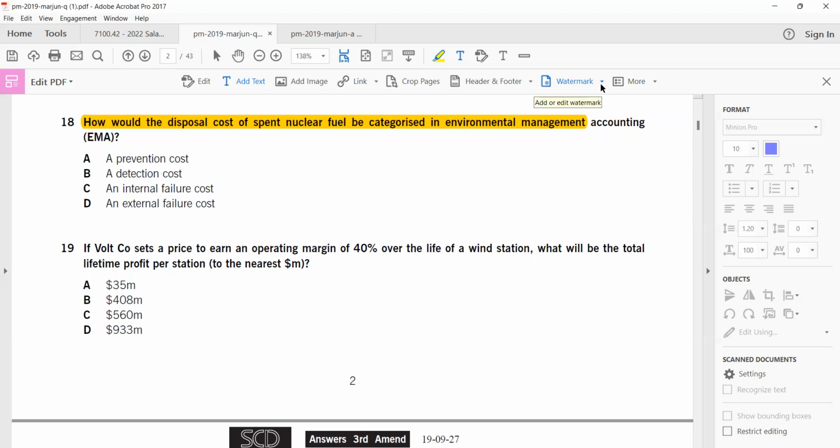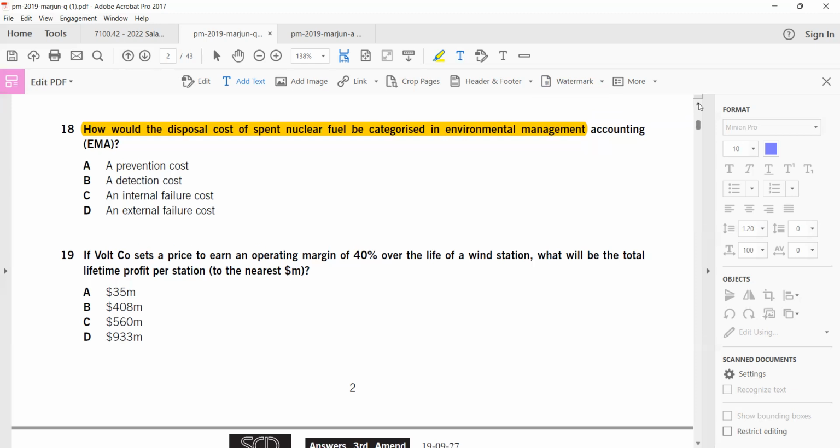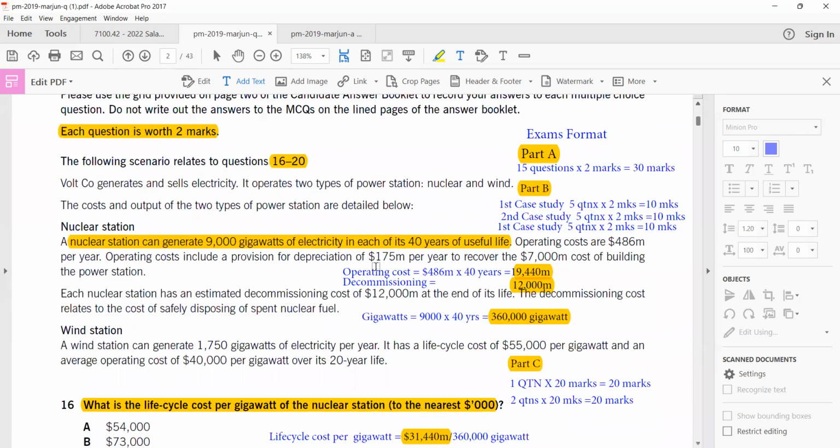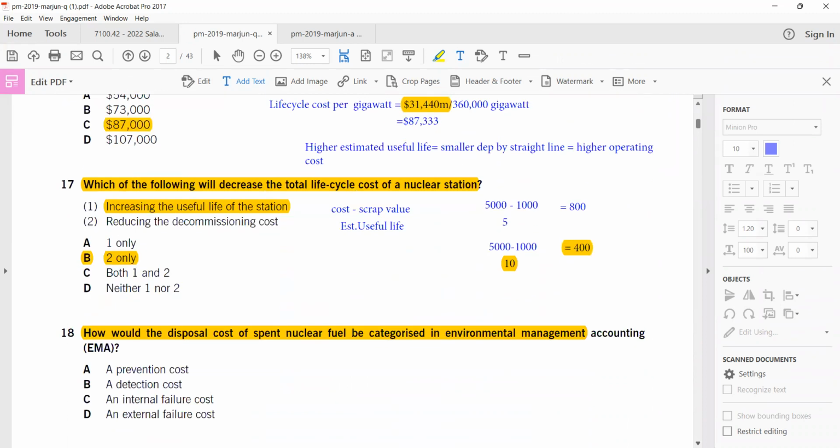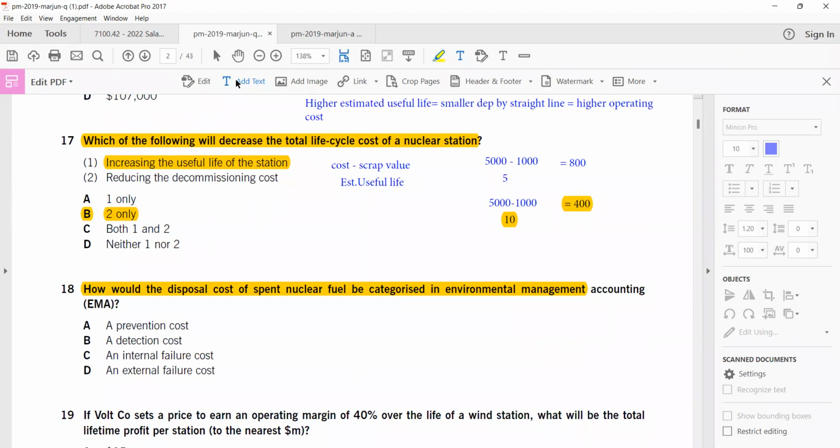So we look at they are saying that the selling price per gigawatt will attract an operating profit of 40%. So far, let's identify what is actually going to come up per that analysis. So Vault Co, they are considering wind, right? So we come here, the wind station. So we say a wind station can generate 1750 gigawatts of electricity per year. It has a life cycle cost of 55,000 per gigawatt and an average operating cost of 40,000. So if the cost is 40,000 and we have operating margin to be 40%, then how do you calculate the selling price?